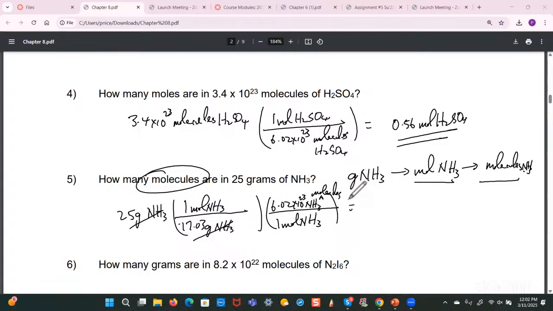25 divided by 17.03, and then I multiply by Avogadro's number. And according to my calculation, this works out to be 8.8 times 10 to the 23 molecules. Let me do this again. 25 divided by 17.03 times 6.02 times 10 to the 23. Yeah, that's what I got.